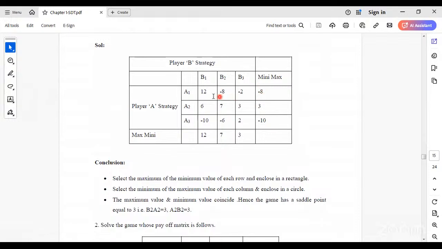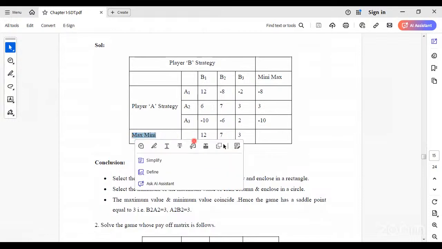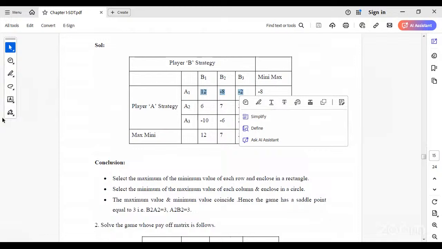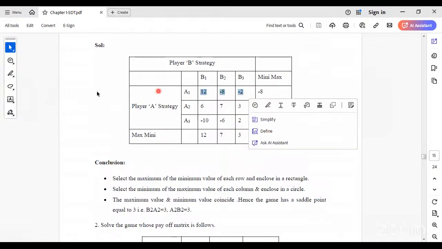So you observe carefully here. See, maximin and minimax here. So two things are there here. Here, 12, minus 8, minus 2. So from these three values, which is the minimum? From these three values, which is the minimum here?